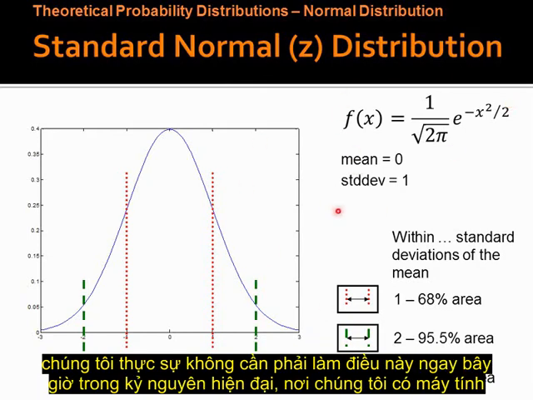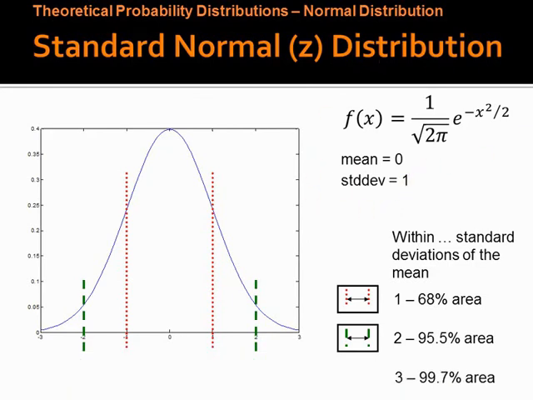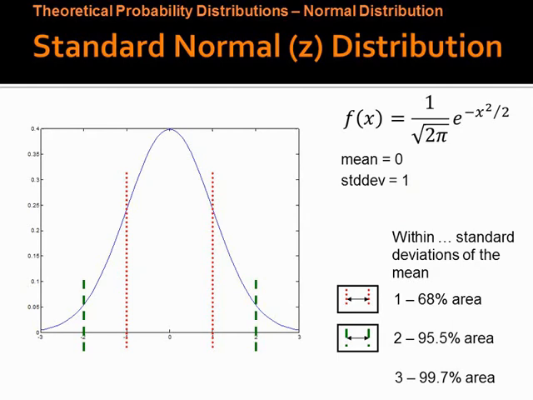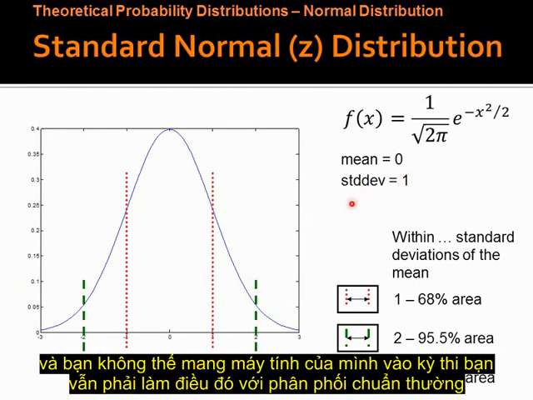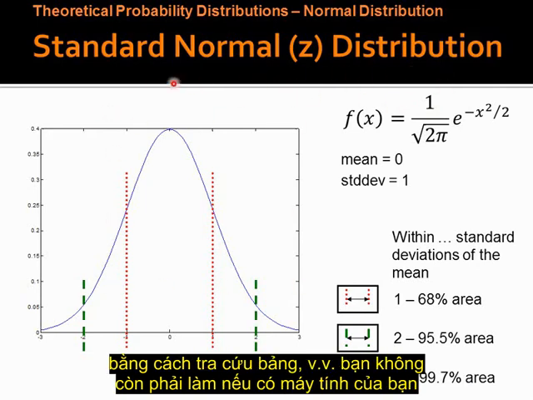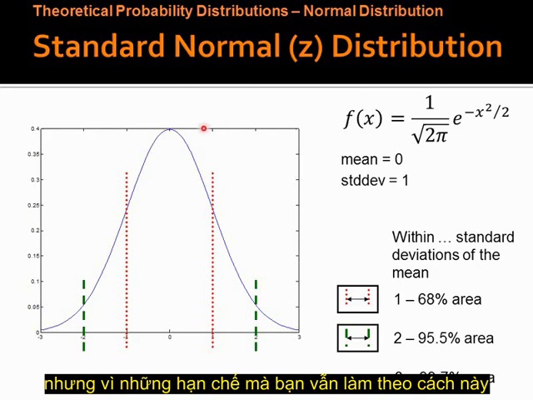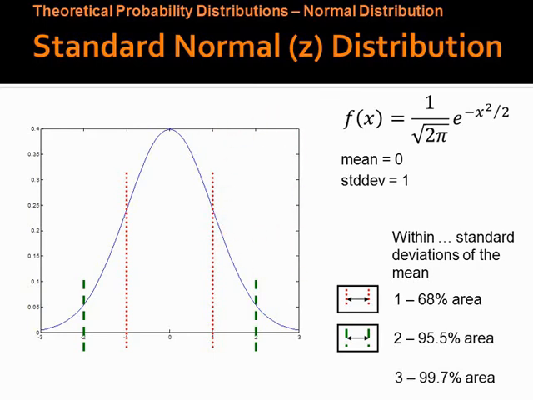We do not actually need to do this now in the modern era where we have computers. However, since in exams and whatnot you cannot bring your computer into an exam, you still have to do it the standard normal distribution way, the look-up table way, and so on. Yes, you no longer have to do it with your computer, but because of limitations, you're still doing it the old way.